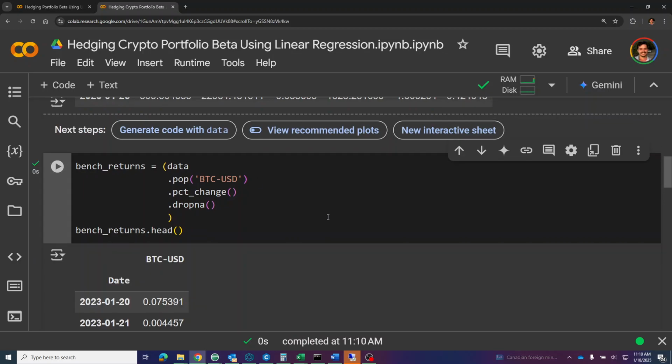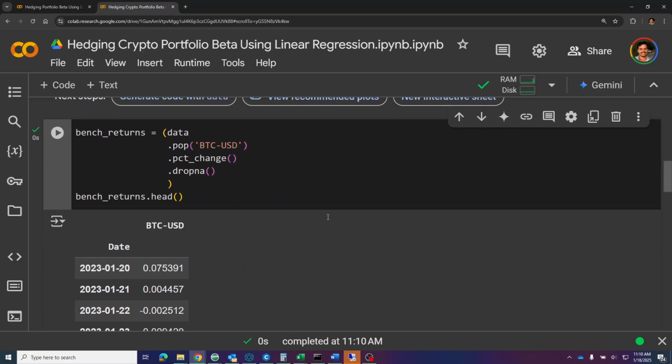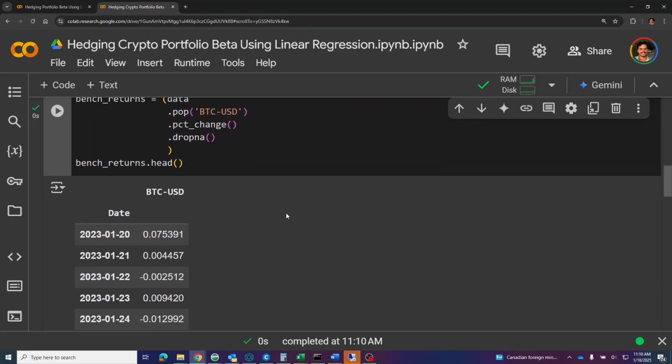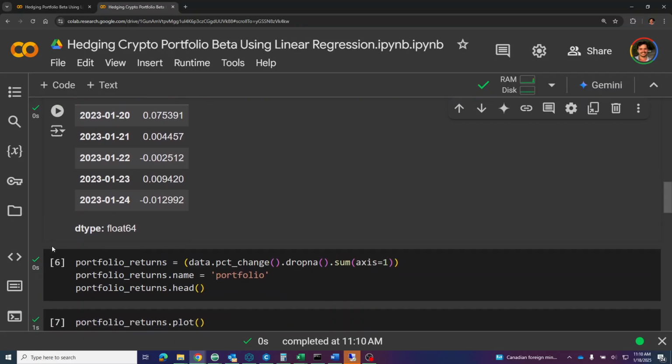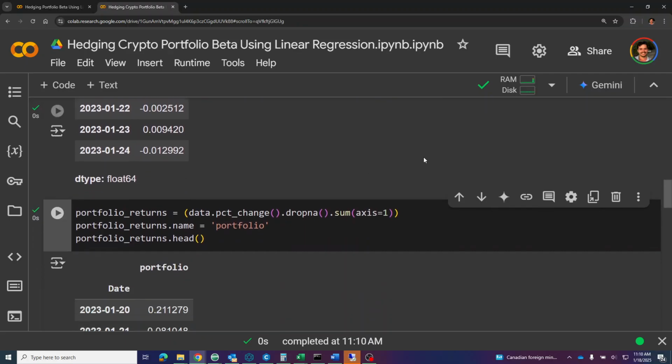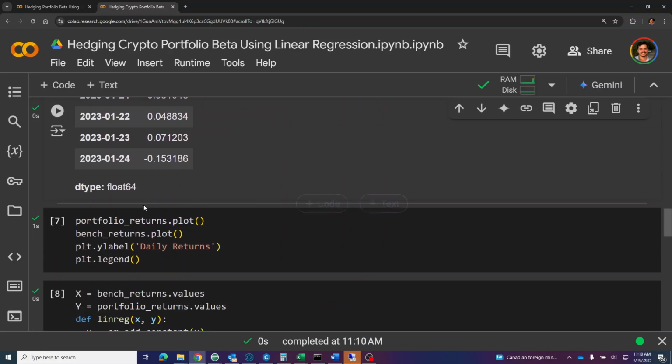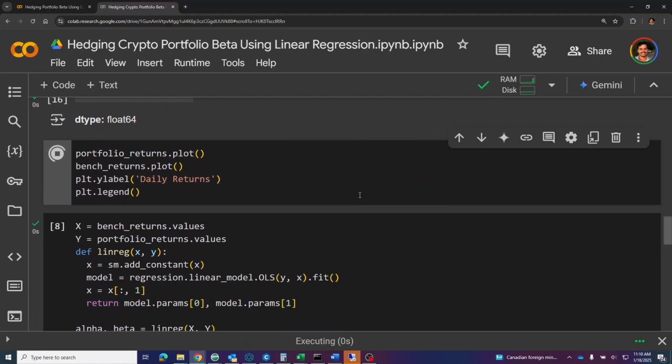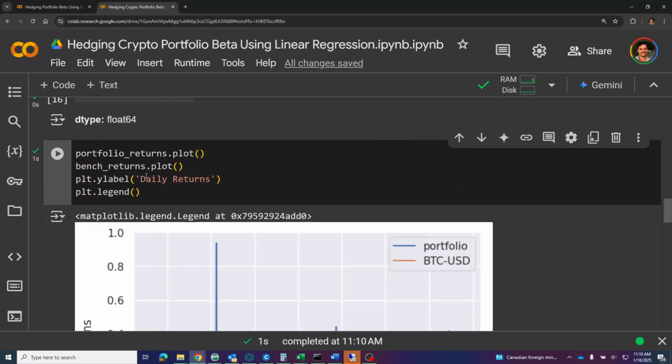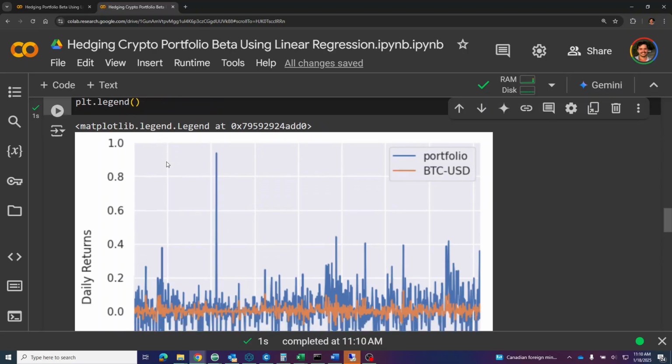Similar to before, we're going to use Bitcoin as our benchmark returns here. And this will be the thing that we hedge with. And then we calculate the rest of our portfolio returns. And then let's visualize that. So we're going to plot our portfolio returns, and then in orange we'll have our benchmark returns here.